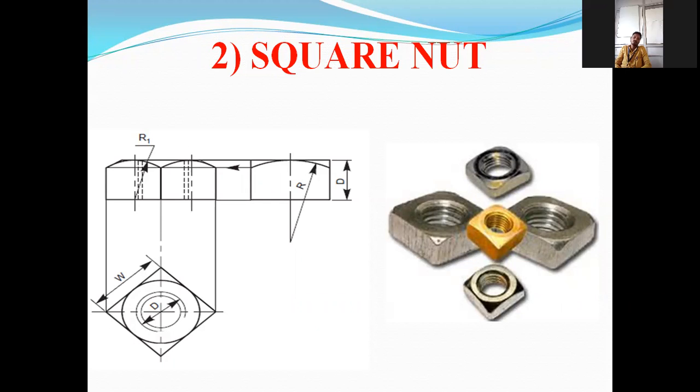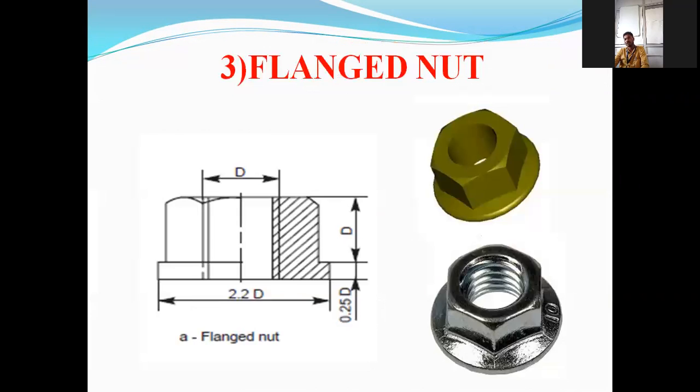Why is it so? Whenever there is a lack of space to rotate the spanner, in that case square nuts are used. If space is there, no issue, you can use a hexagonal nut. But whenever there is not enough space to fit the spanner, in that case, square nuts are used.